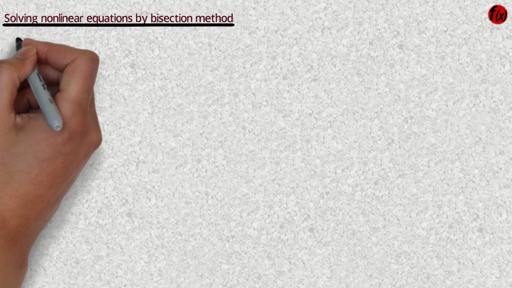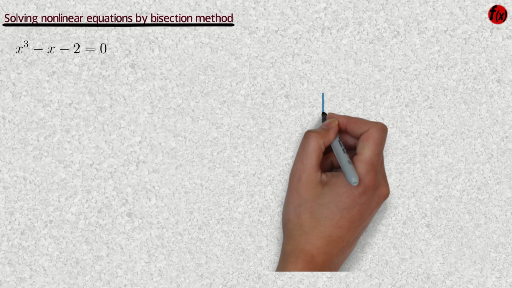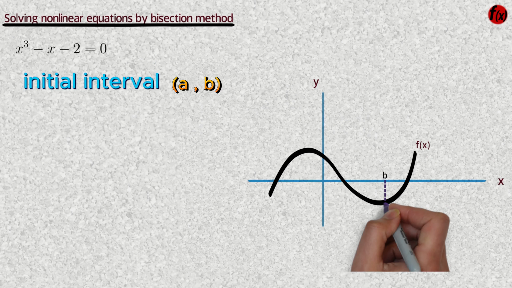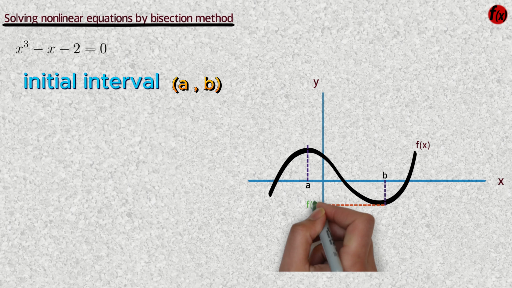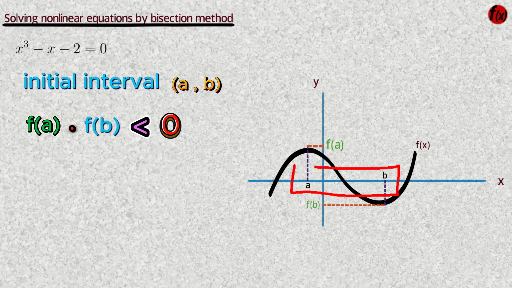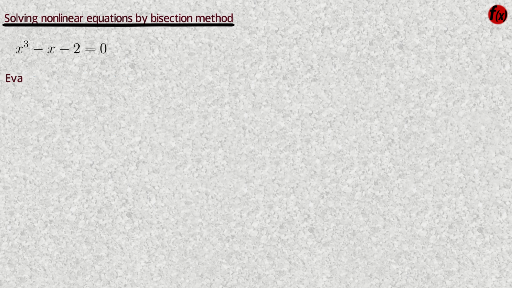Bisection method for solving nonlinear equations. The given equation is x cubed minus x minus 2 equals 0. We need to find an initial interval [a, b] such that f(a) and f(b) have opposite signs, so that f(a) times f(b) is less than 0. This ensures that a root exists between a and b.